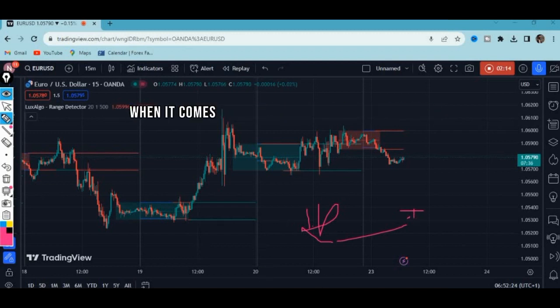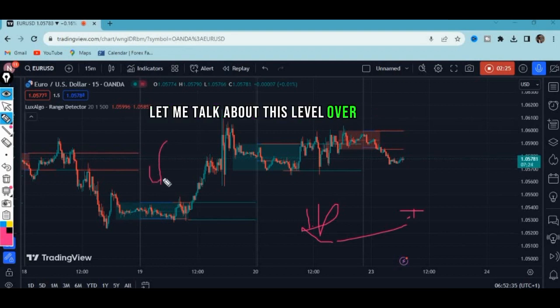So when it comes to a ranging market over here, you expect to find a trending market, and a trending market happens when we have a breakout. Let me talk about this level over here. This market was super ranging, a close range that was super close to each other. Trading a range like this, you can lose your money. The top line, I told you, can be our resistance, and the lower one can be our support.